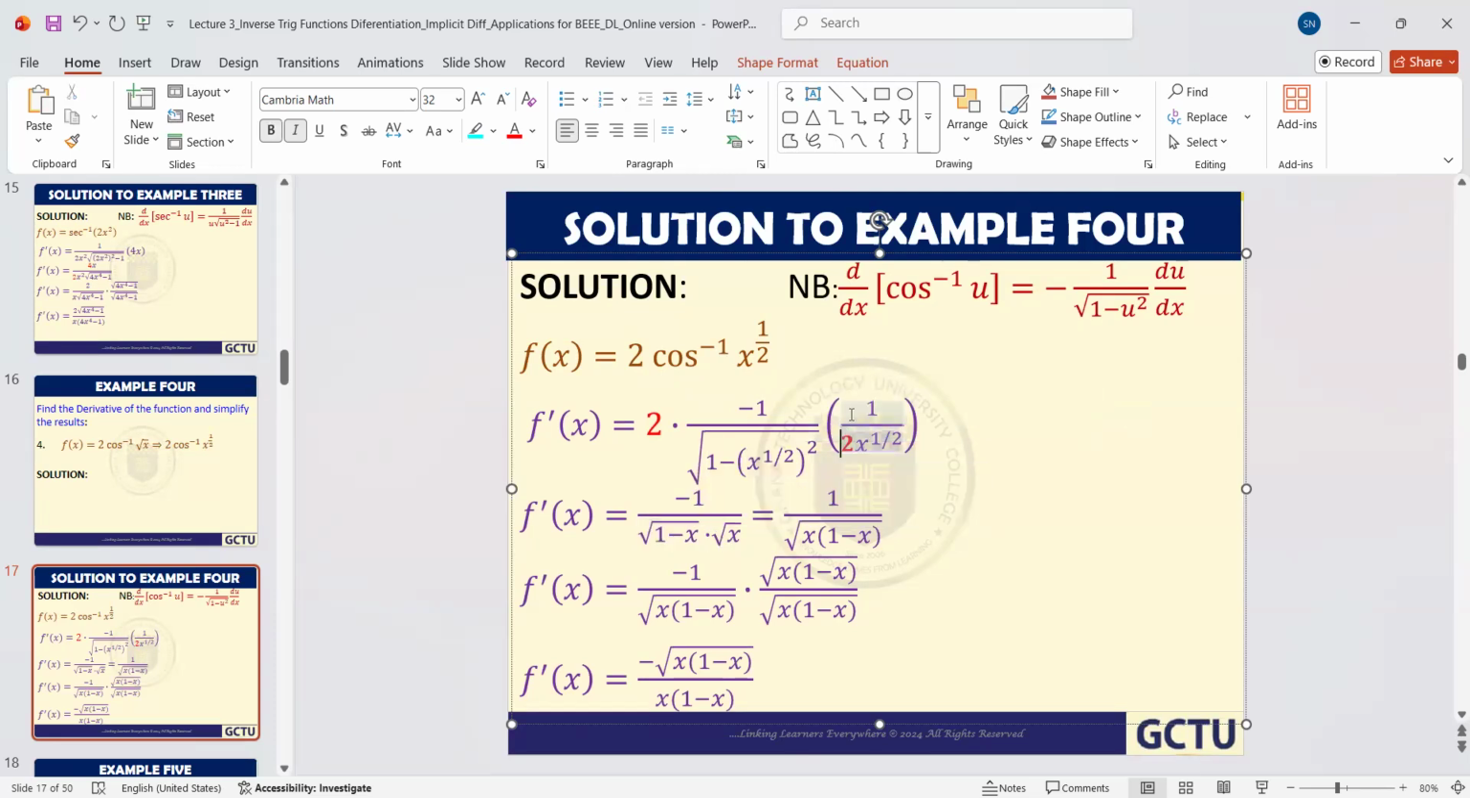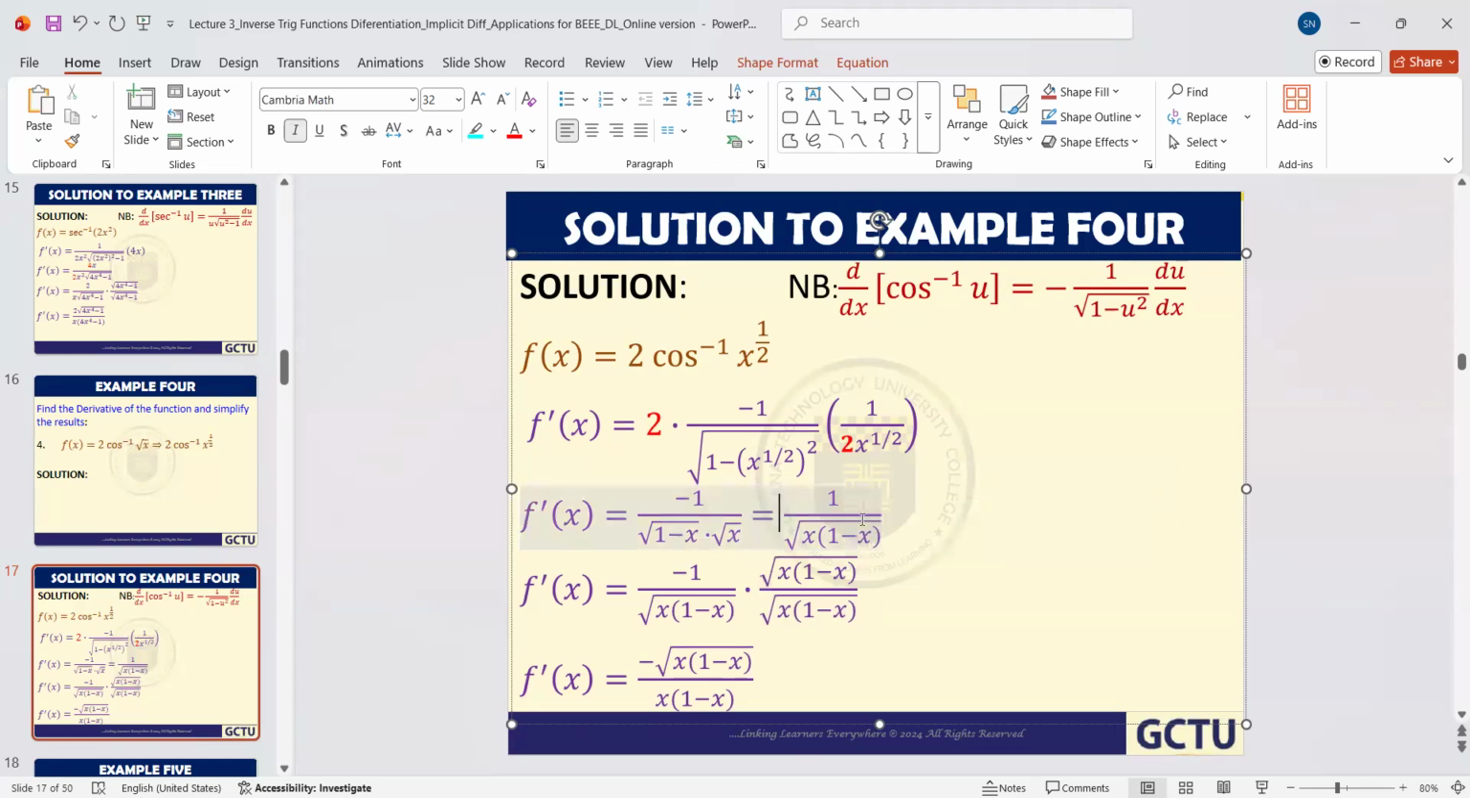Then this term you have here, all this times root x, because that is x to the power half. So that gives you root x. And then when you put them all under the square root sign, it gives you square root of x into bracket 1 minus x.